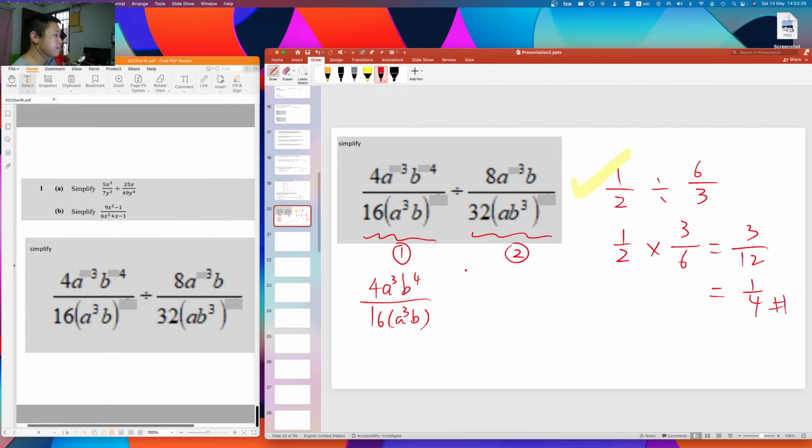Then what do you need to do to the second term? Flip. Yes, you need to flip it, but before you flip it, you need to change the sign from divide to times. Once you times, you flip it upside down. So the 8a cube b needs to come down, and whatever is below, 32 bracket ab to the power 3, goes up. So far so good.